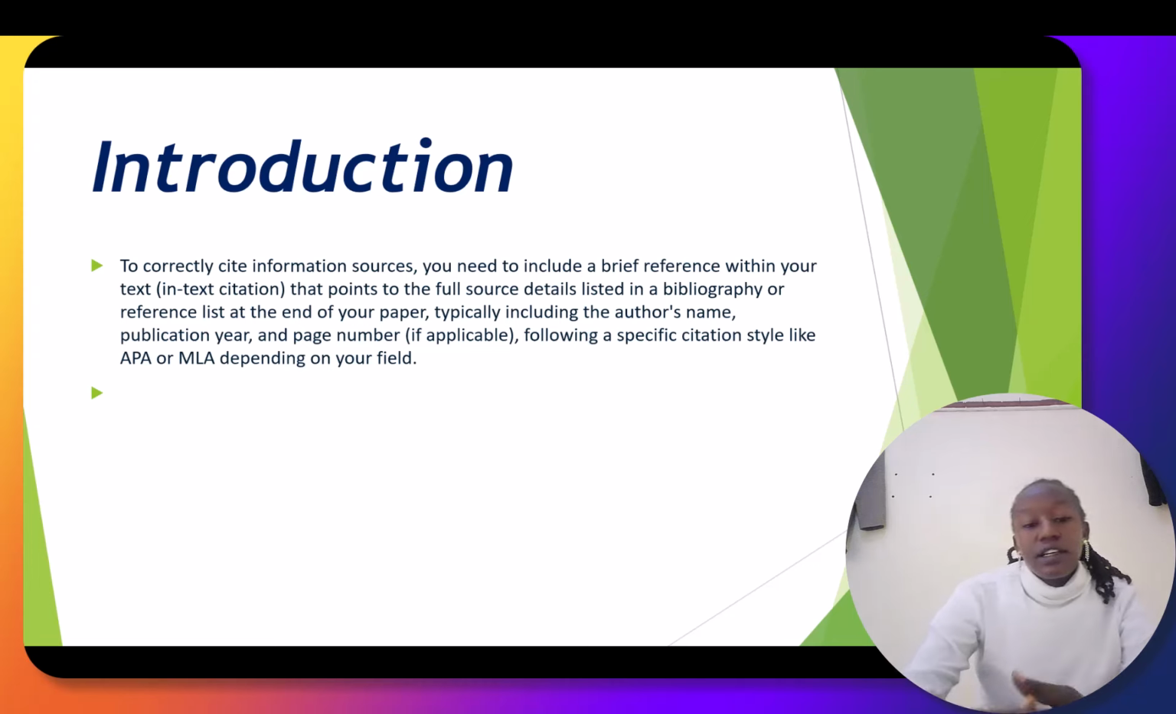In-text citation is like you just include the author in your text, like when you're writing, then you cite an author and the year it was published. Or you can only put the author's name. That is a brief reference within your text, that is in-text citation. It is set to include the author's name, publication year, and the page number if applicable. If you can put the page number, you can also include it, but it's not a must.